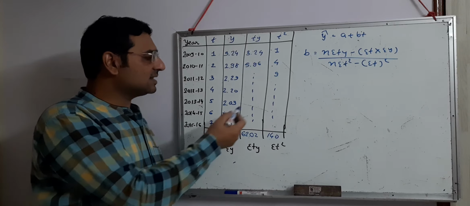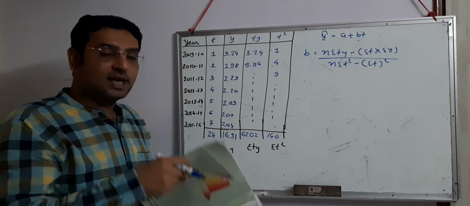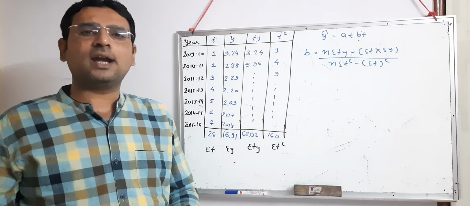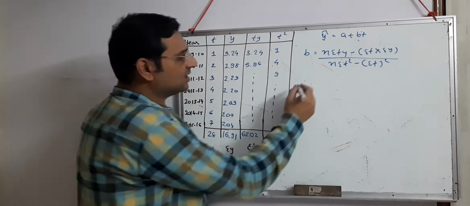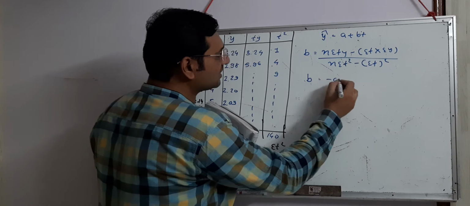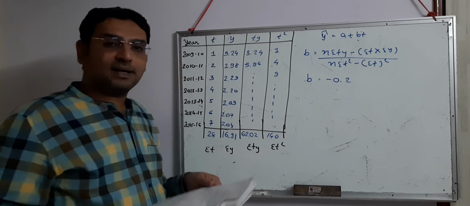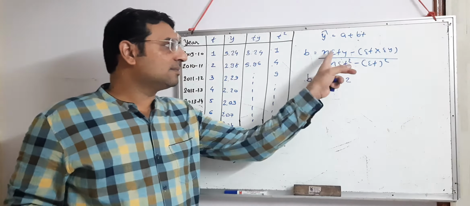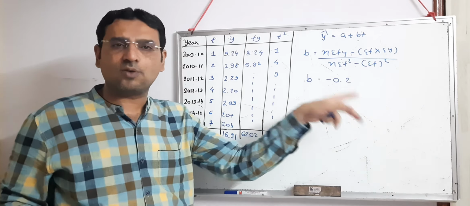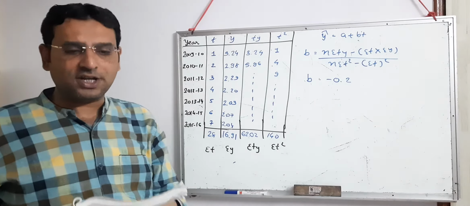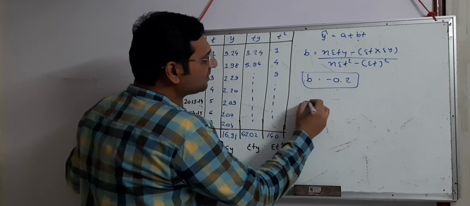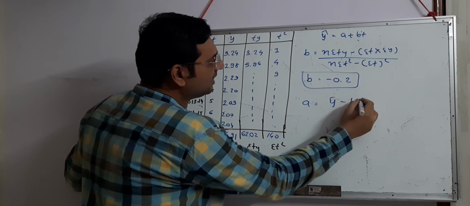n is given 7, sigma ty, all values we have calculated. If you insert the values, I am not writing it here, and do the mathematical procedure, you will get the value of b, that is b is equal to minus 0.2. Okay, mathematically be alert. If you do the subtraction, it will be negative: 39.34 upon 196. So it is minus 0.2 rounded value. So this is b. Once you get b, you have to find a: y bar minus b t bar.